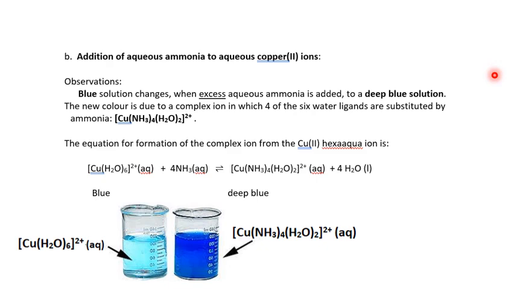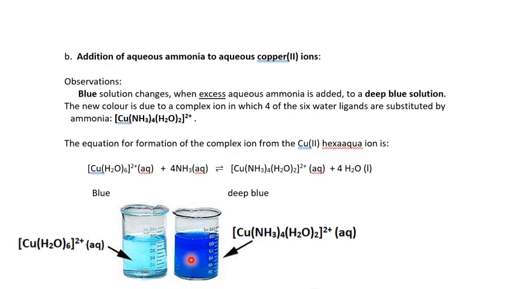The second example you need to know is a little bit more complicated, and that's what happens when you add ammonia to aqueous copper 2+. Again, you get a color change, but here it's from the normal aqueous blue color to a much deeper blue color. So the color change you have to learn is from blue to deep blue.